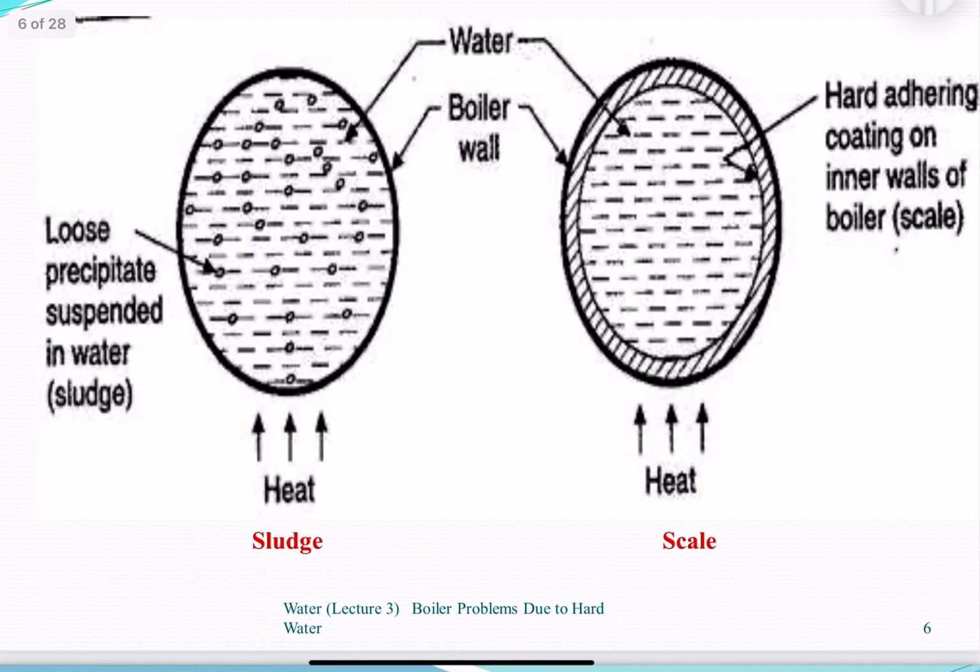Now in the next slide you can see the diagram of scales and sludges. See, in sludges here you can see these are deposits like this. They are floating. I am drawing it in red. So they are floating deposits which are present in water. So these are sludges. Sludges remain floating in water, but scales deposit here. You can see these lined areas and they stick to the walls of the boiler. So this is the diagrammatic representation of scales and sludges in water.